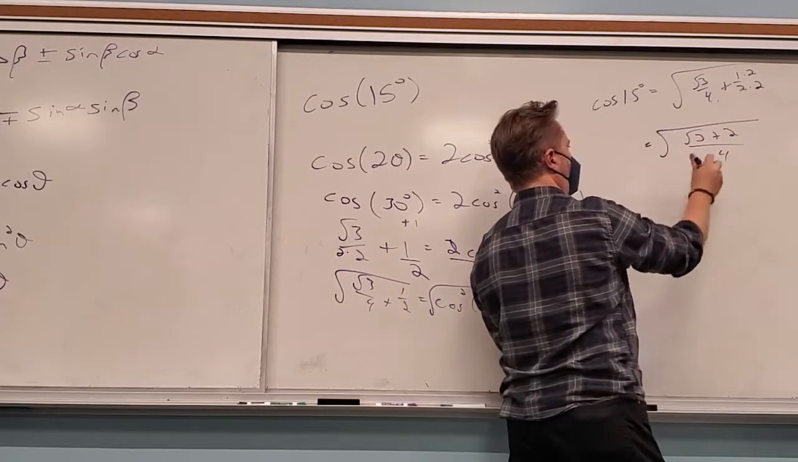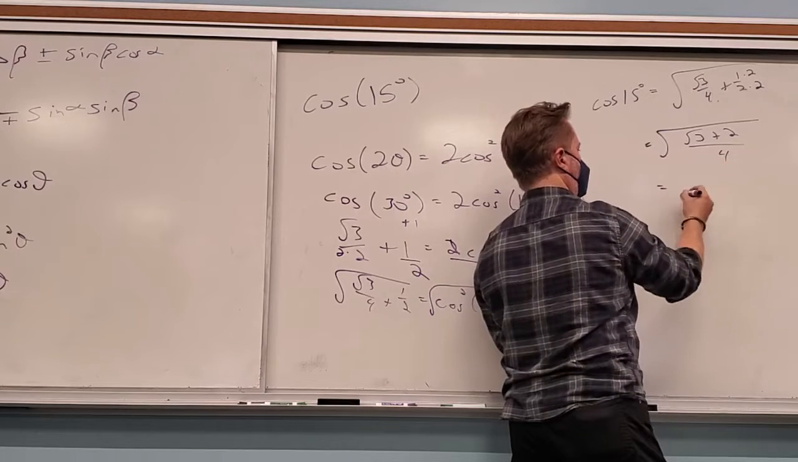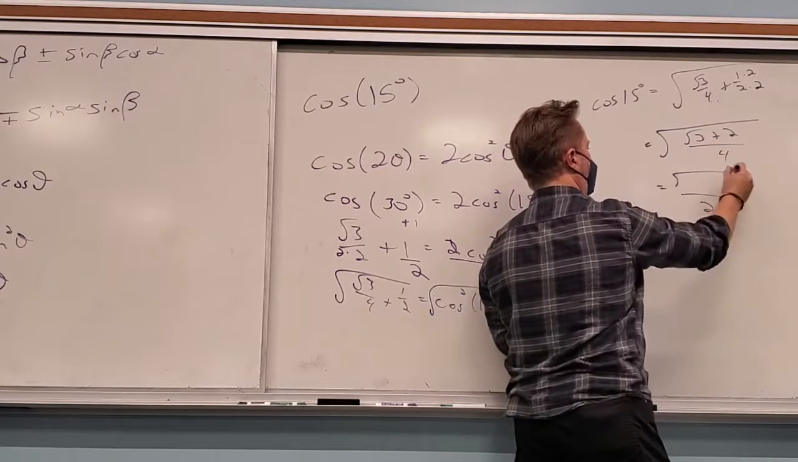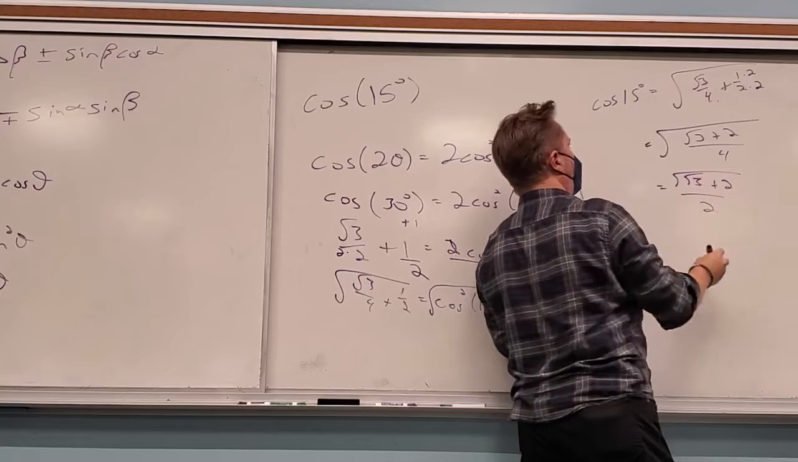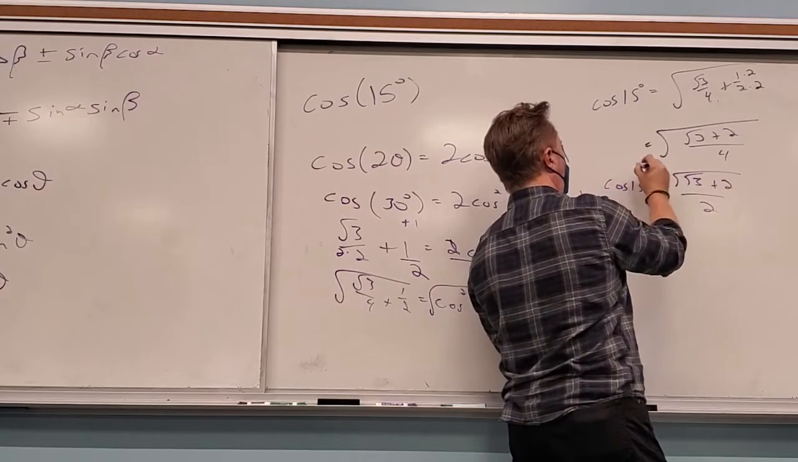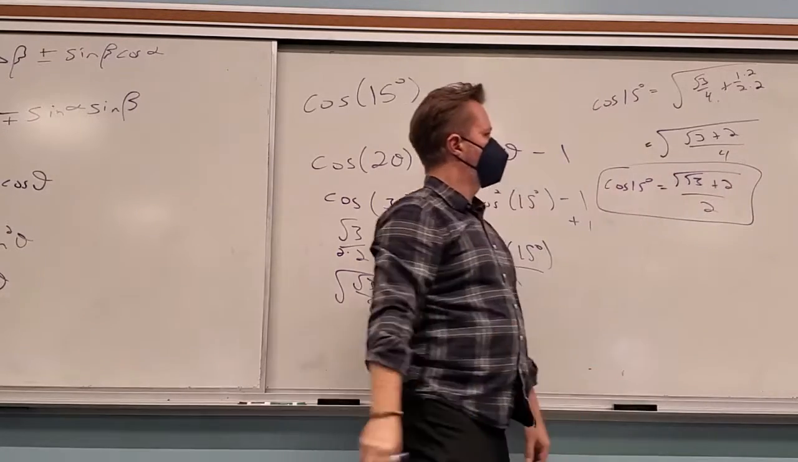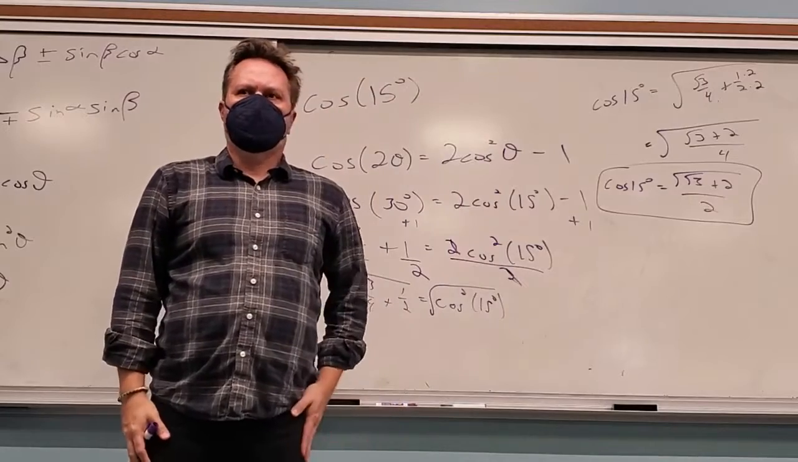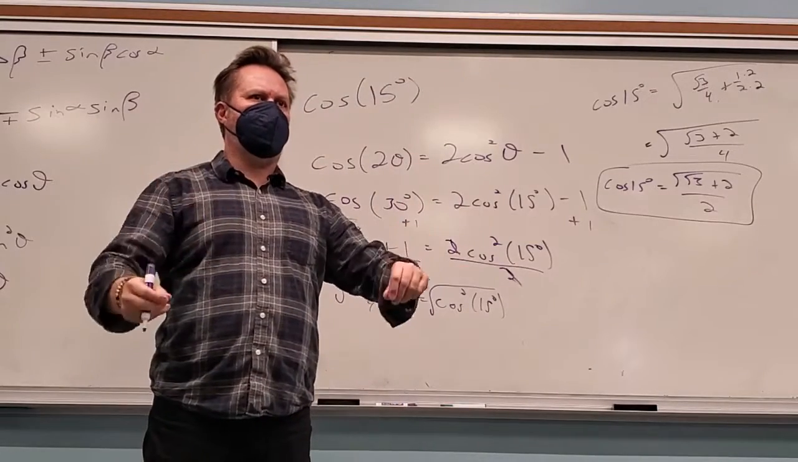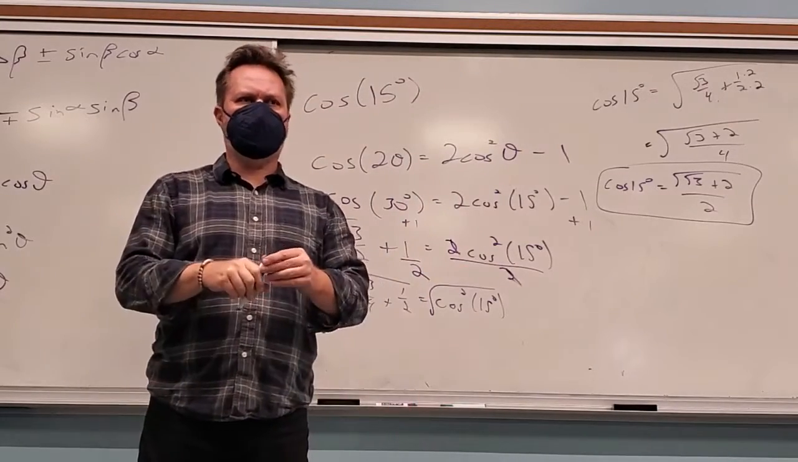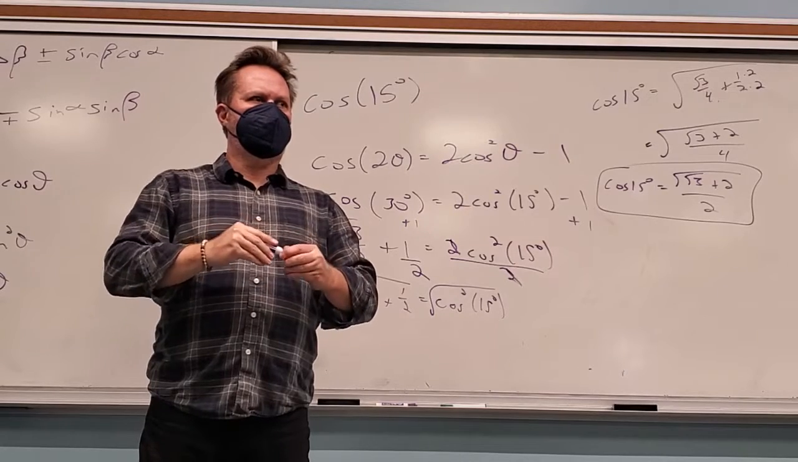What's the square root of 4? 2. And what's the square root of this? I have no idea. So we got an exact value for the cosine of 15 degrees. That's crazy.